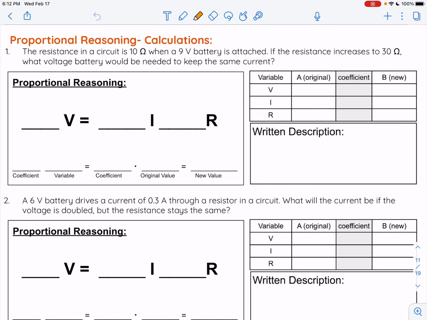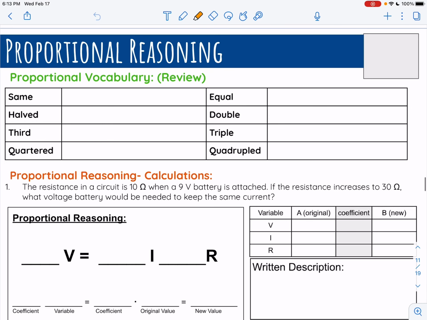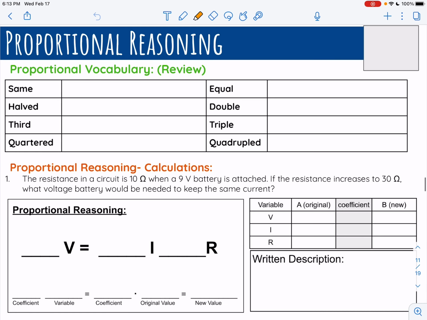Okay, so here's how we're going to do the proportional reasoning. Hopefully you got this in class. I'm just going to go ahead and write these in. 1 halved would be half, third and quartered. Equal and same would mean the same thing. That would get a 1, doubled gets a 2, triple gets a 3, quadruple gets a 4. Okay, we went over that in class.